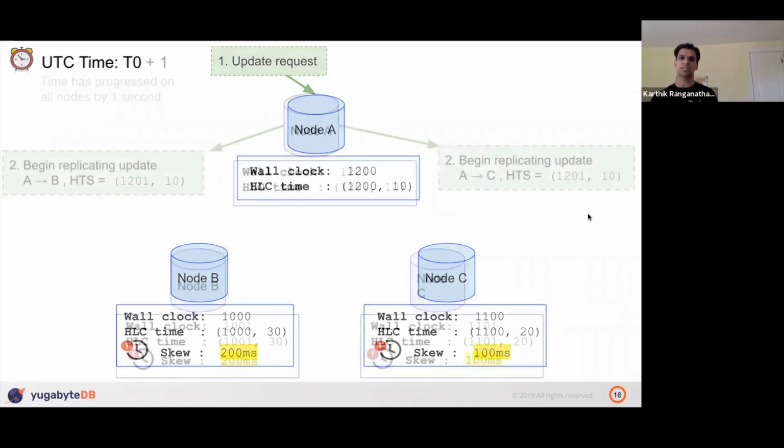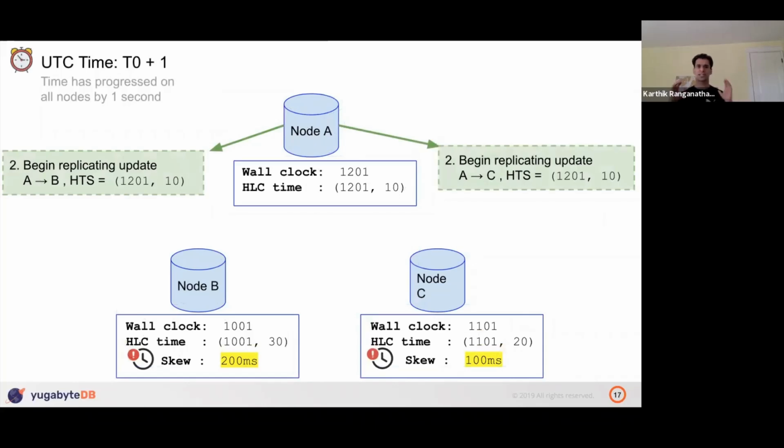So if you get some update request, you have to process it and then start replicating, right? And the minute you start replicating, let's say the hybrid timestamp assigned by node A was 1201 comma something, right? Some logical value. And you start replicating to B and C, right? Now, obviously time has now progressed by a second or a millisecond, whatever that value is, 1 unit of time, right? Now, let's say that node A, B, C are in different geographies, and it takes twice the amount of time for the replica to C than it takes for B, which means B is much closer to A than C, right? C is twice as far away. So let's say that's the case, right?